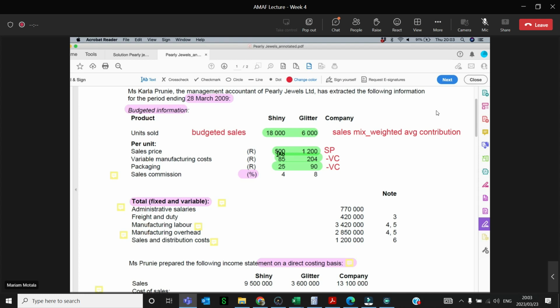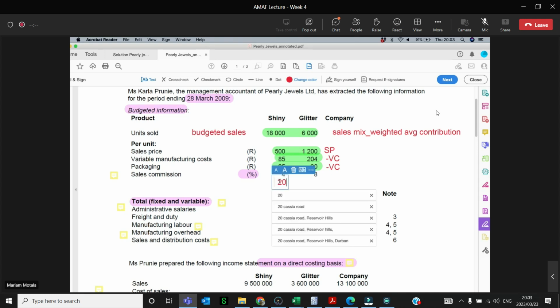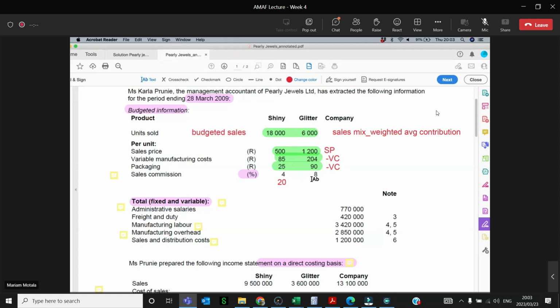4 5s are 20 rands. 20, yes. And you're going to get 8% of 1,200 rands. What will you get? 96 rands. So now you have another component of what? Of variable cost.